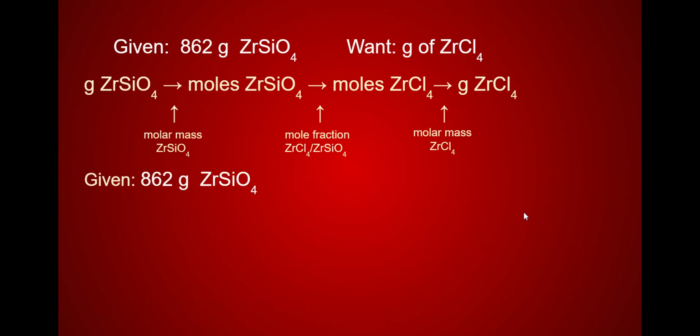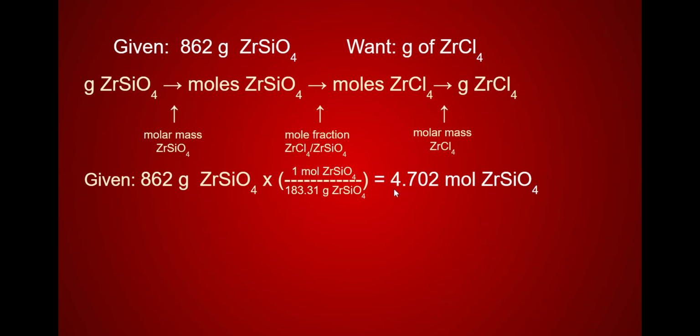Start with a given, 862 grams of zirconium-4 orthosilicate, and we're going to multiply by our first conversion factor, which is our molar mass of zirconium-4 orthosilicate, and that is going to give us moles of zirconium-4 orthosilicate, 4.702 moles.